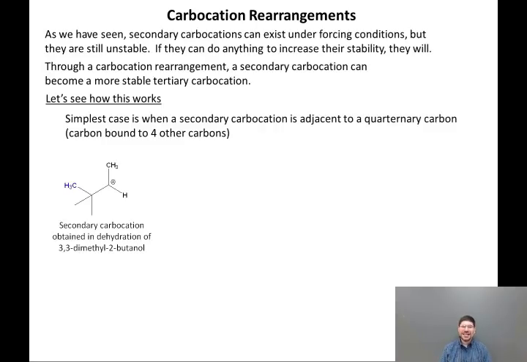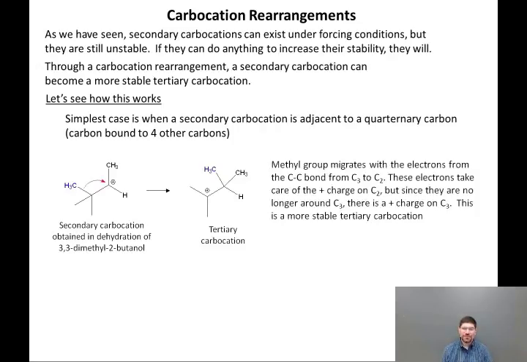The simplest case is when a secondary carbocation is adjacent to a quaternary carbon. A quaternary carbon is simply defined as a carbon bound to 4 other carbons. So drawn here is the secondary carbocation that's an intermediate in the mechanism of dehydration of 3,3-dimethyl-2-butanol, the example that we looked at in the previous lesson. So note that the positive charge is on the secondary carbon, on carbon 2, but then on carbon 3, there are 3 other methyl groups bound to carbon 3.